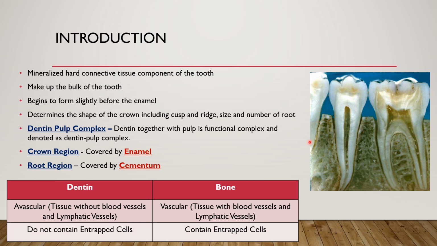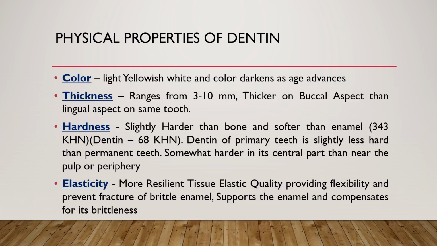Physically and chemically, dentin is similar to bone. There are differences as well. Dentin is avascular, meaning it lacks blood vessels and lymphatic vessels, whereas bone is vascular, having blood vessels and lymphatic vessels. Dentin gets its supply and sensitivity from the pulp nerve innervation. Also, dentin does not contain any entrapped cells, whereas bone contains entrapped cells, osteocytes.